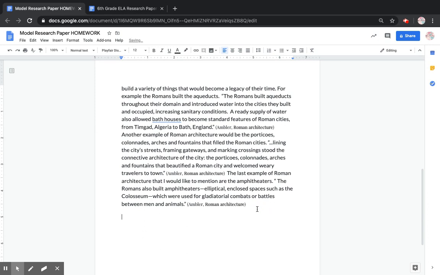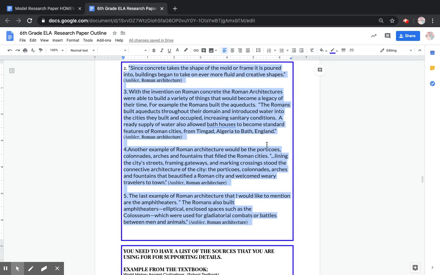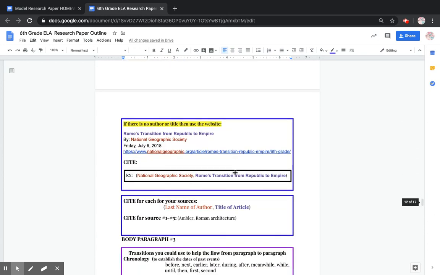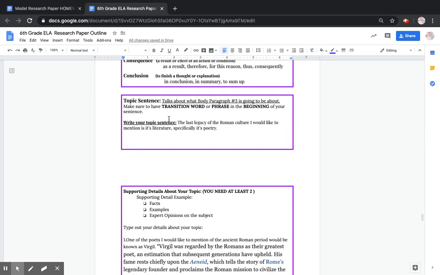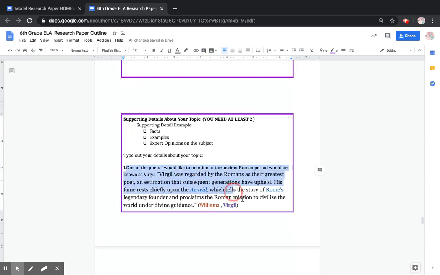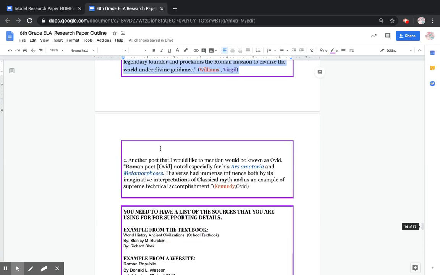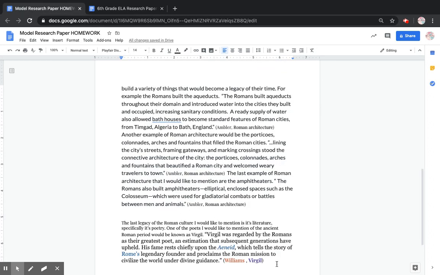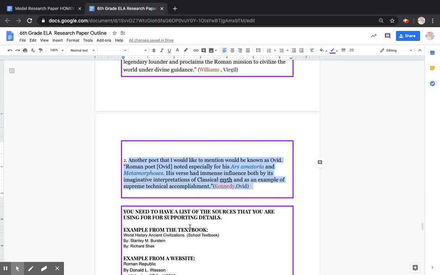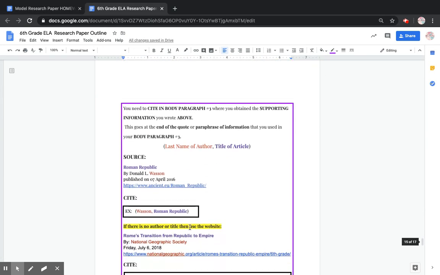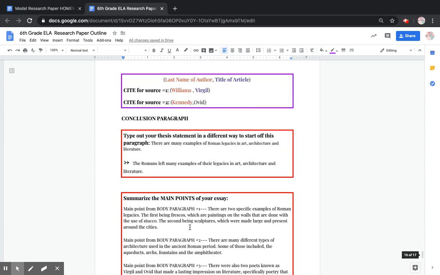Remember, I need my conclusion paragraph or my conclusion sentence. I'm going to go down here to paragraph 3, my purple boxes. I need that topic sentence. Copy that, paste it because it's mine. And now I need my thing about Virgil as one of the poets that created a legacy in literature. My other poet, Ovid, and his example. And I have at least 2, which is perfect. 2 gets me a 3. So we're doing good. All right, we cited our sources.